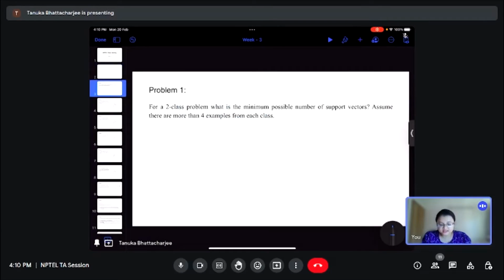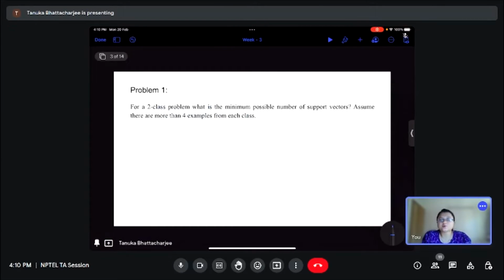So today we will be solving problems around this SVM concept only. If you have any doubts at any point, you can just stop me, unmute yourself and speak up. So I'll start with a few problems. The first one that I have is: for a 2-class problem, what is the minimum possible number of support vectors? Assume there are more than 4 examples from each class. So can any of you give me the answer for this? If you have a 2-class problem, what should be the minimum possible number of support vectors?